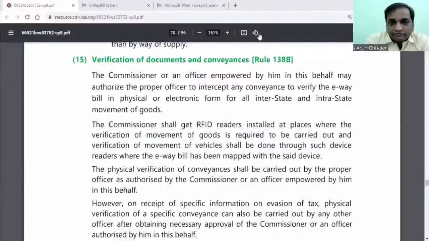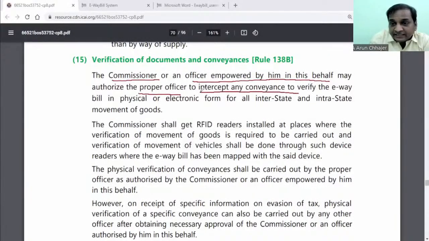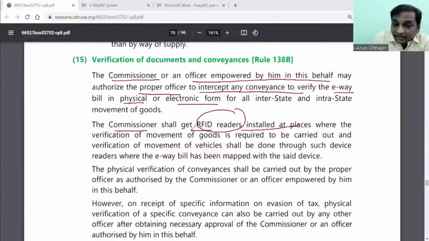Rule 138B, verification of the document and conveyance. The commissioner or an officer empowered by him in this behalf may authorize the officer to intercept any conveyance to verify the e-way bill in physical or electronic form, or where an RFID reader is installed at the place. So it is not yet installed, but the commissioner shall get an RFID reader installed at a place where the verification is required to be carried out by such RFID devices.